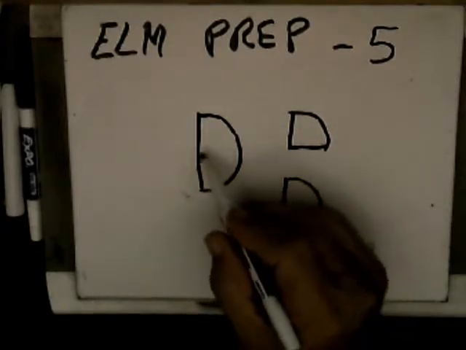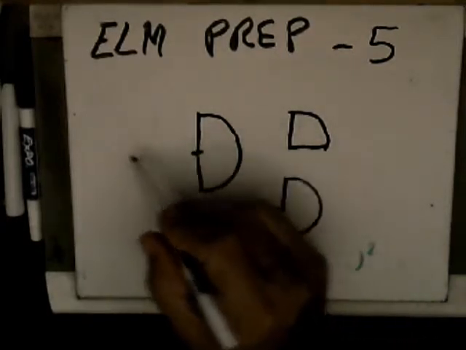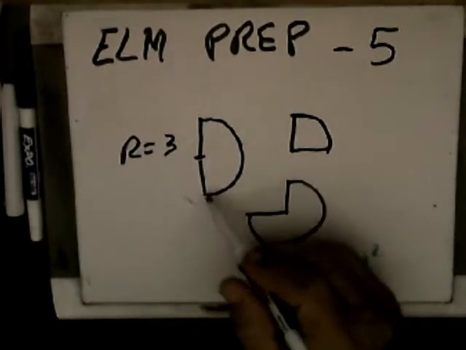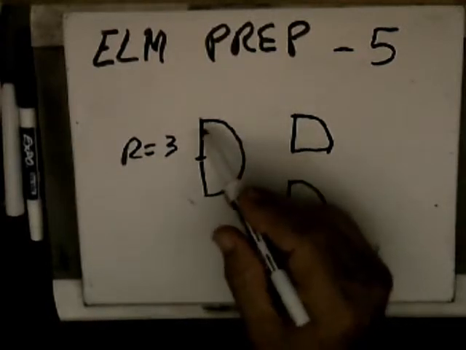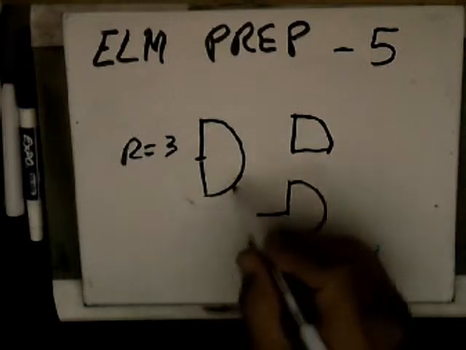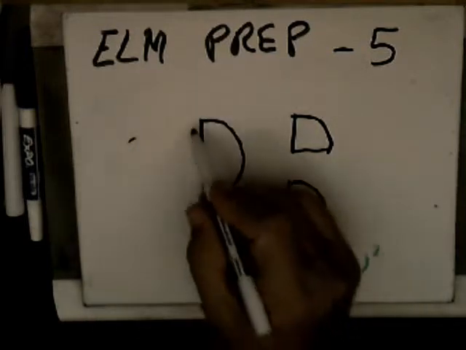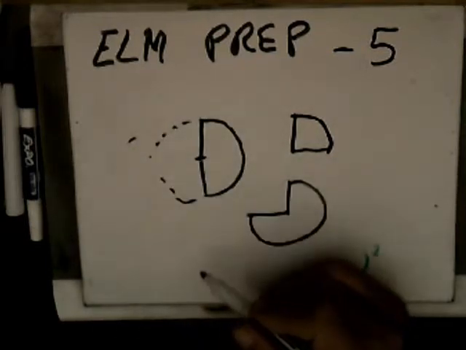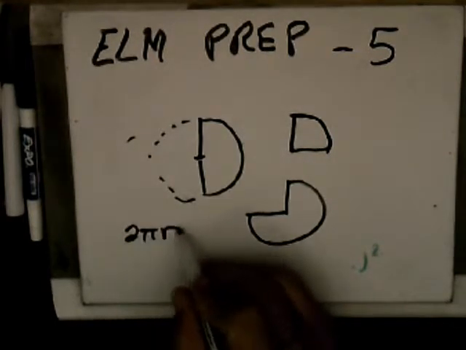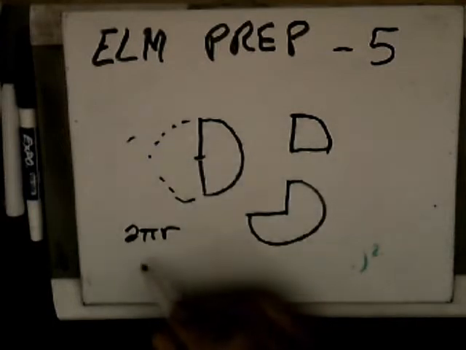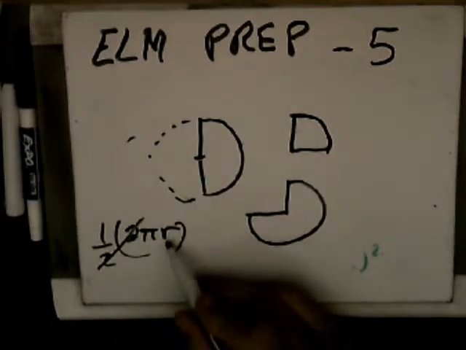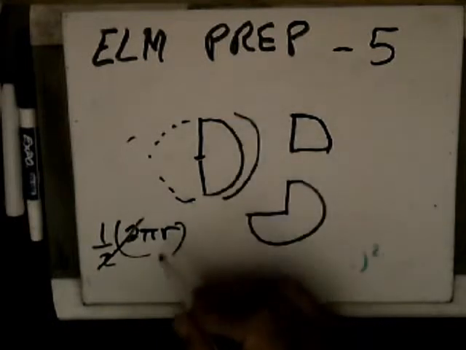Well, if I know the r here, then I could find the area and the circumference of that portion. Well, the round part, if I had the whole circle, the circumference would be 2 pi r. But since I only have half the circle, I would divide that by 2, or take 1/2 of it. And so for half the circle, this outer part would be pi r.